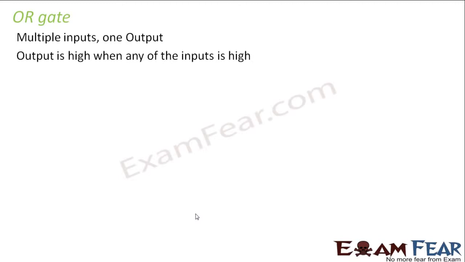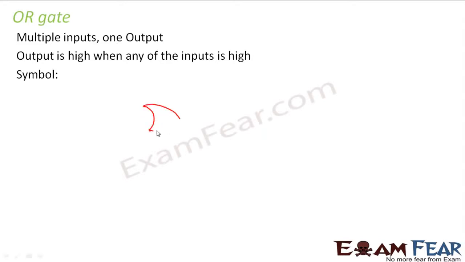Now let us look at the OR gate. What is an OR gate? It has multiple inputs and one output. Output is high when any of the inputs is high. Let us suppose you have two inputs. If one of them is high, your output is going to be high. That means output is high when A or B is high, right? That means either A or B is high. So what is the symbol of the OR gate?